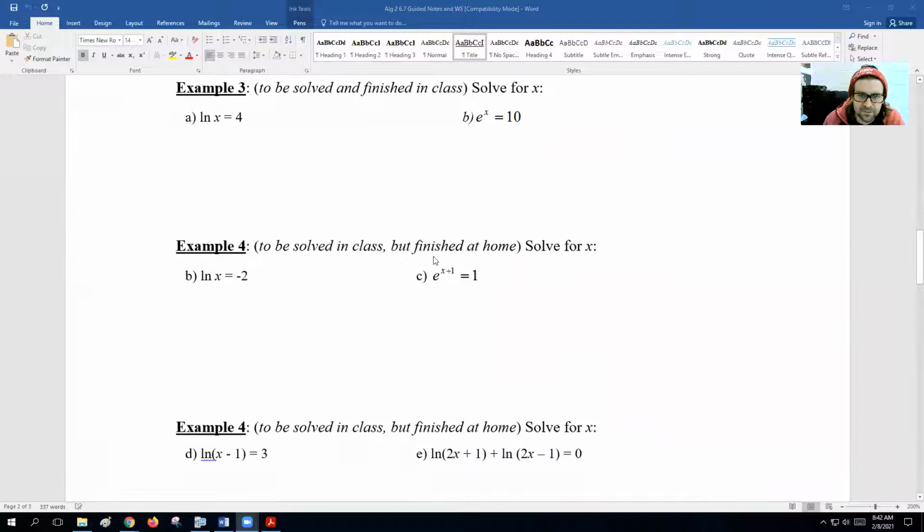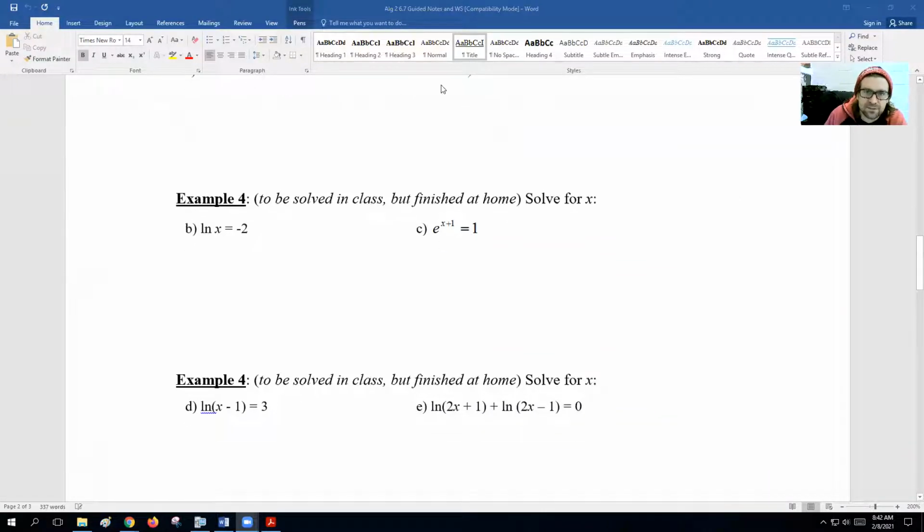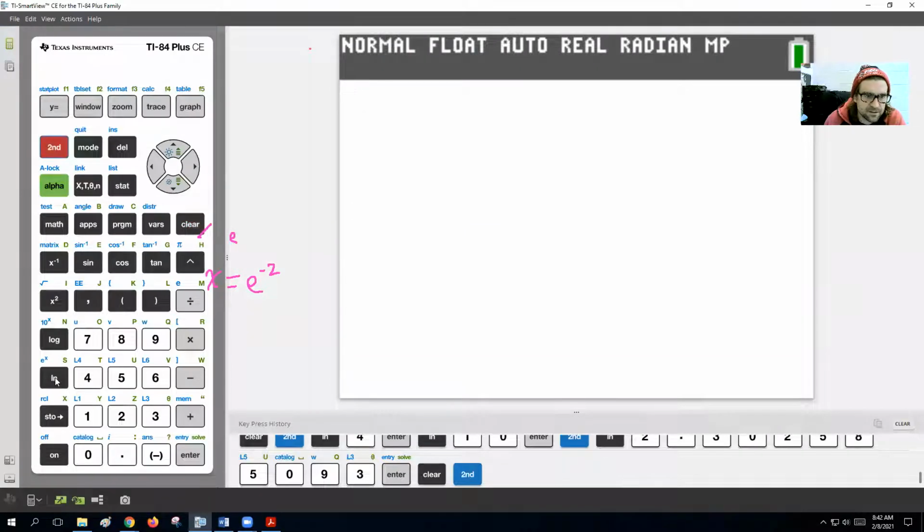All right, now we're going to do this one together here. So let's do this the quick way instead of doing the loop and swoop way. If I want to get rid of this ln here, I'd have to take e to the other side. So x equals e to the -2 power. So all you got to do then is take out a calculator, second ln, -2.